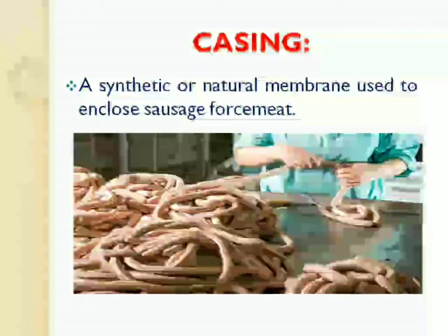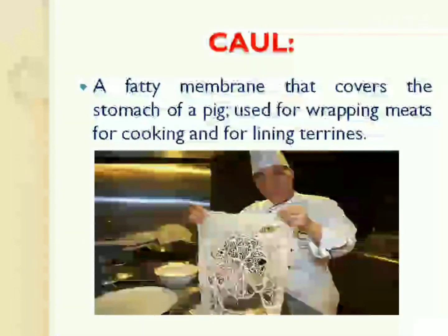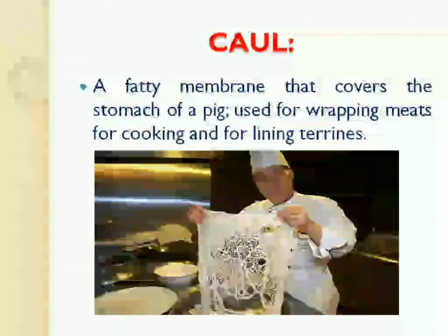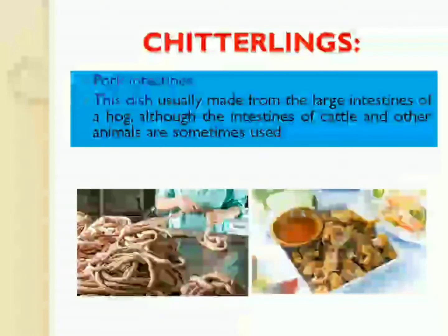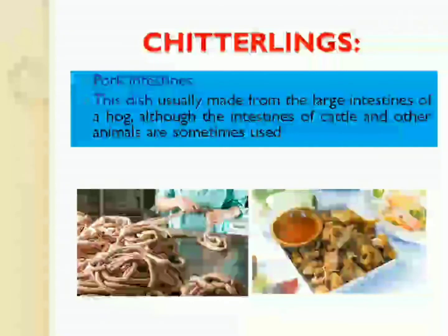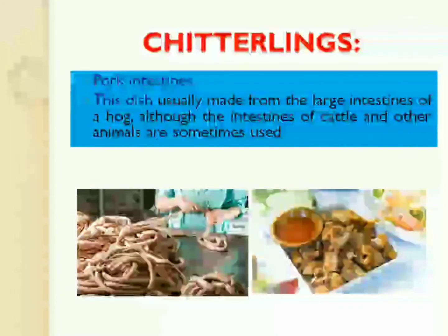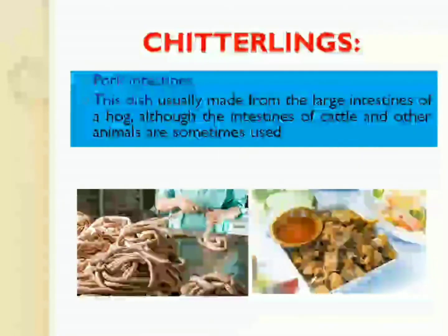Then caul. Caul is a fatty membrane that covers the stomach of a pig. It is used for wrapping meats, for cooking, and for lining terrines. Then next is chitterlings, the pork intestine, and the dish which is made from the pork intestines is also named chitterlings. As you can see, these are roasted or fried and served with a dip.